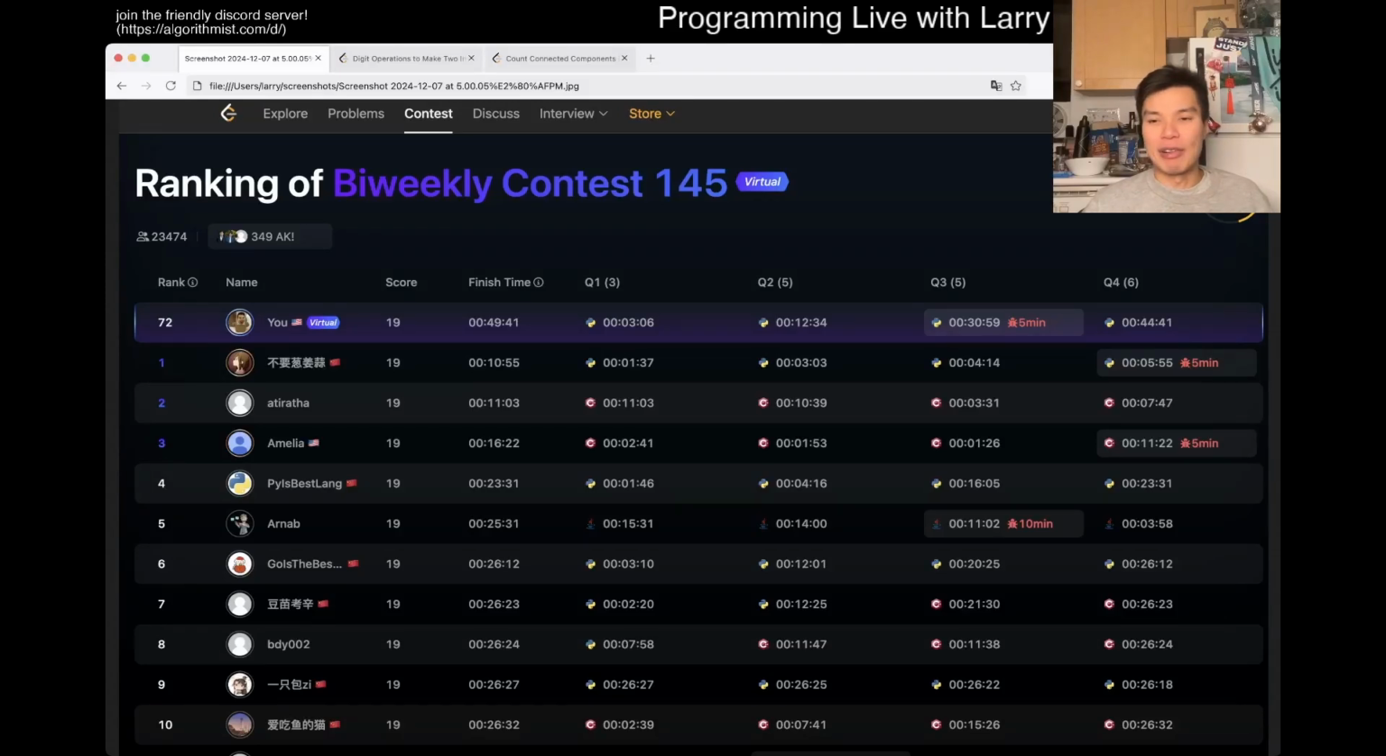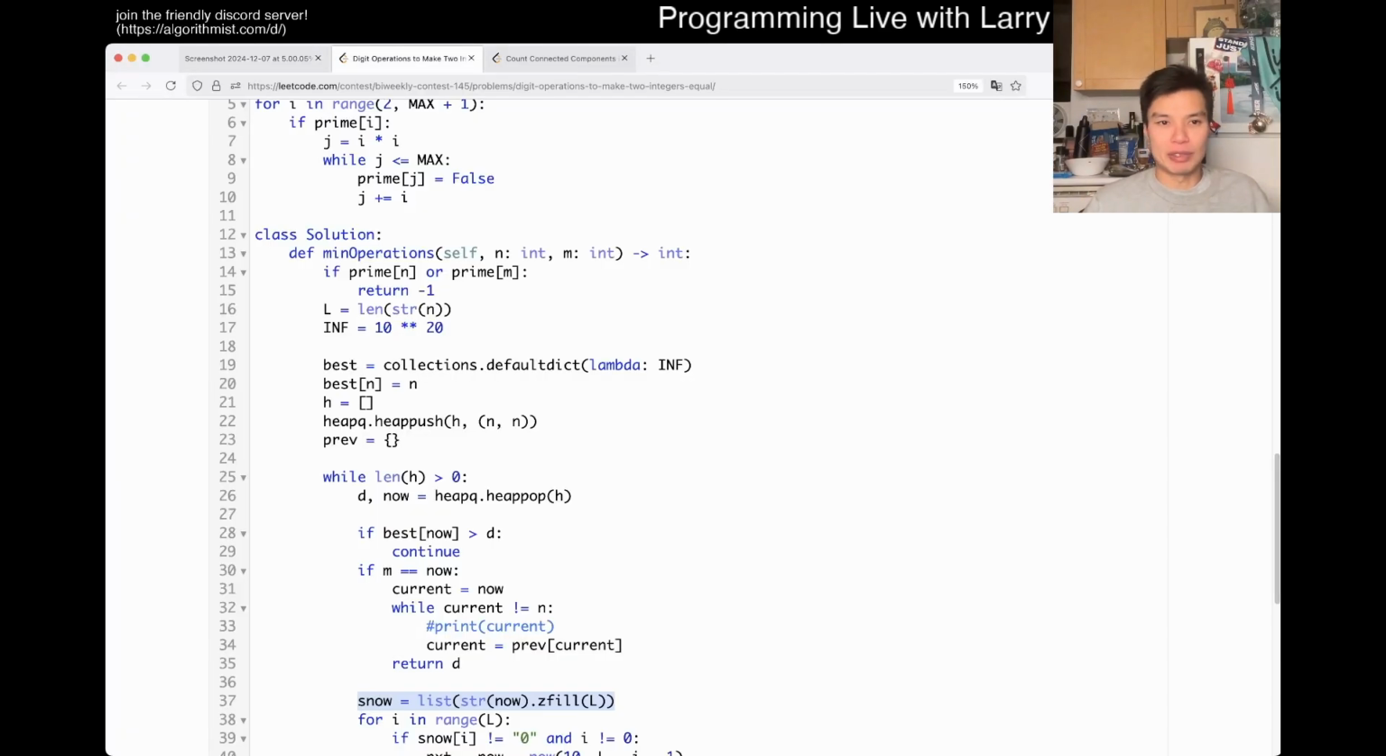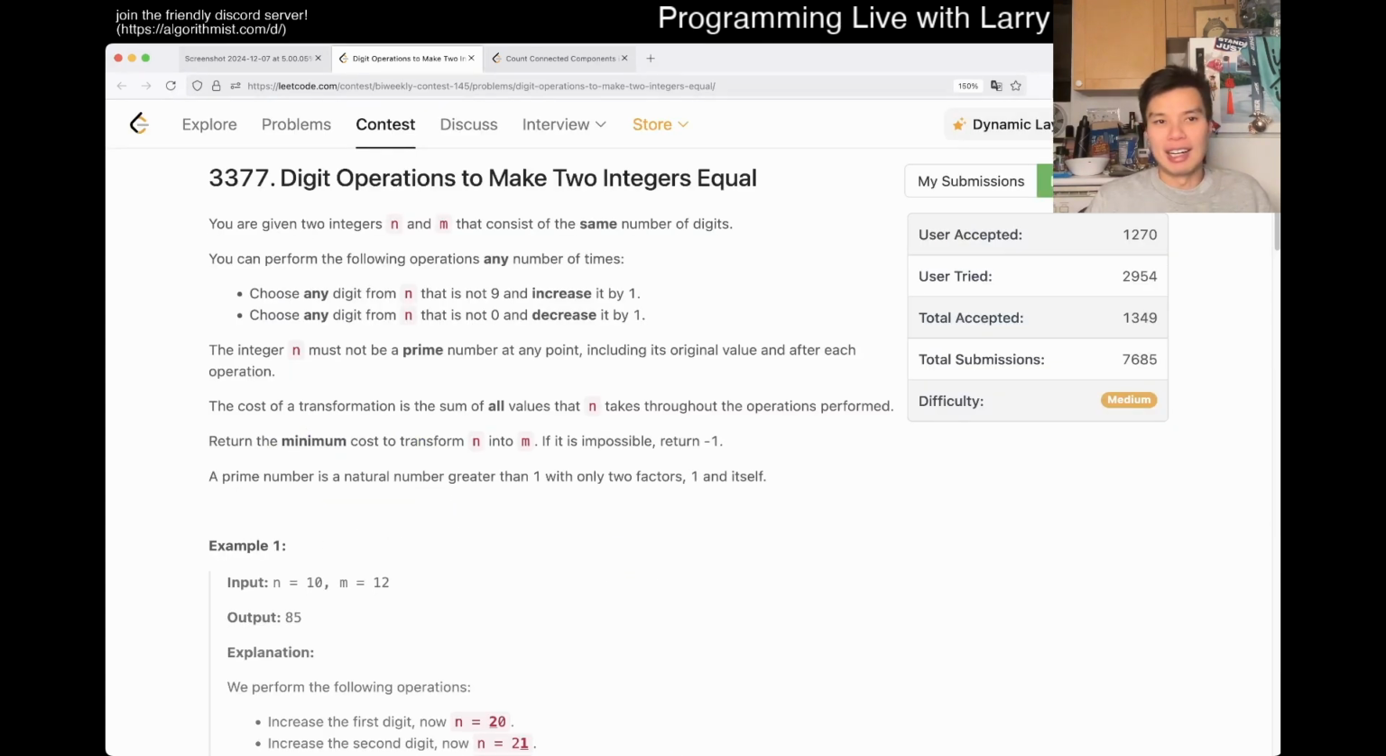Hey everybody, this is Larry, this is me going Q3 of the bi-weekly contest 145, whoops. 3377, digit operations to make two integers equal.